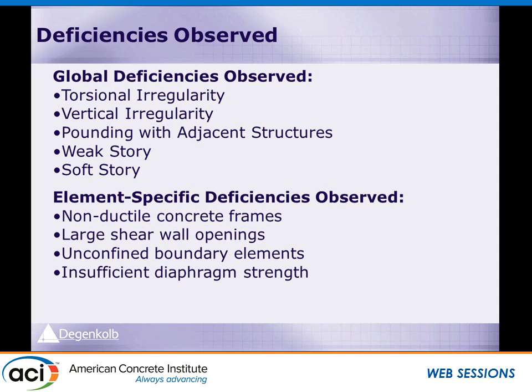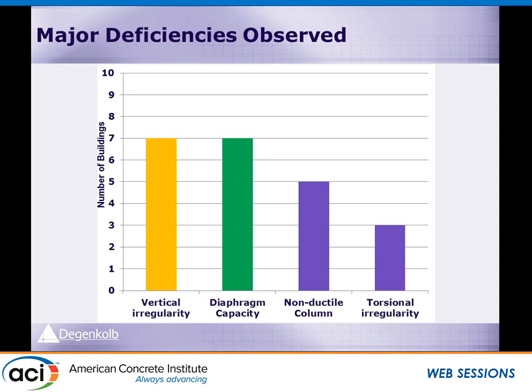There is also an SP paper, a special publication paper, and in that paper, I provide a table that shows all the deficiencies found in each building. Among all deficiencies, I took out what I would call major deficiencies, which means deficiencies I found more often in this type of RC building. Among the 10 buildings, I found a vertical irregularity in 7 buildings and a diaphragm capacity problem in 7 buildings, a non-ductile column problem in 5 buildings, and a torsional irregularity problem in 3 buildings.